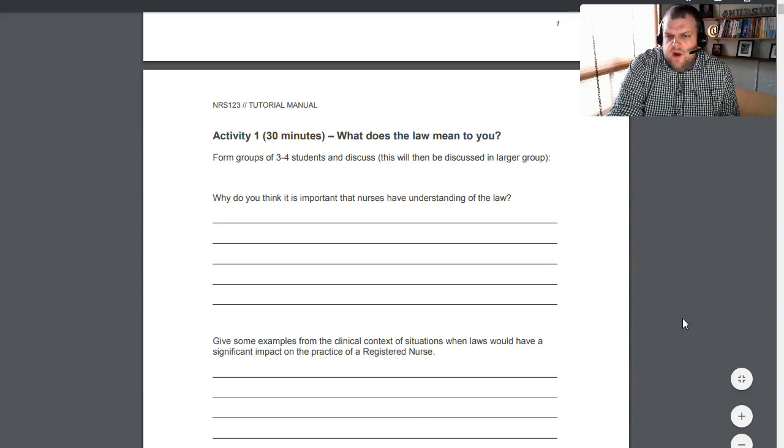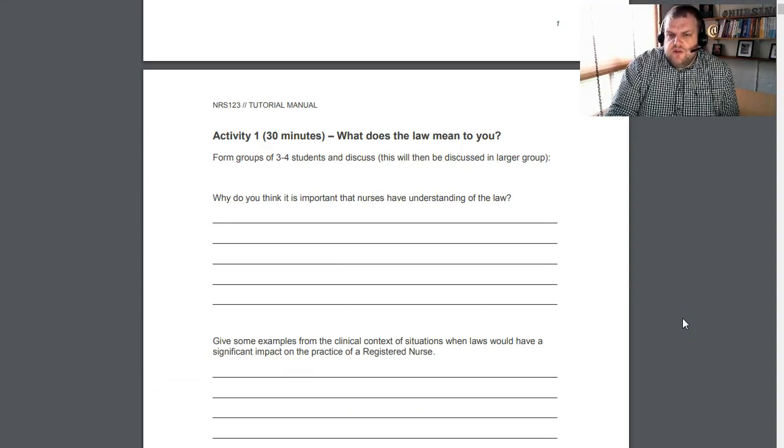And then activity 1 is, what does the law mean to you? So get your students into groups of 3 to 4, ask them why the law is important to nurses and why do you think nurses need to have an understanding of the law. You might pose them the question of, if a nurse was to break the law and didn't know about it, would that matter?